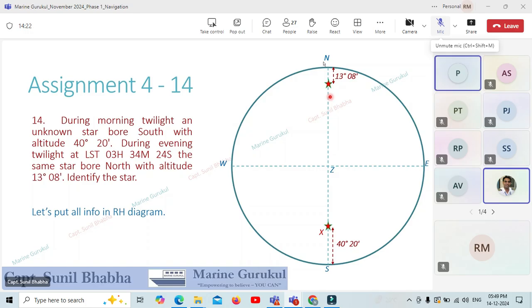Every point on the horizon, whether it is north, east, south, or west, is at 0 degree altitude. As you come towards the center, which is the zenith, the altitude increases. So at point Z it will be 90, beta, altitude 90. Correct. At Z it will be 90 and at S it will be 0. Okay. Yes, that's right.